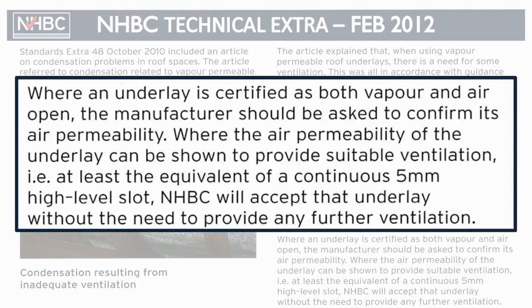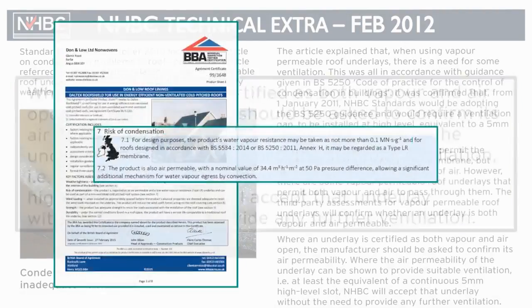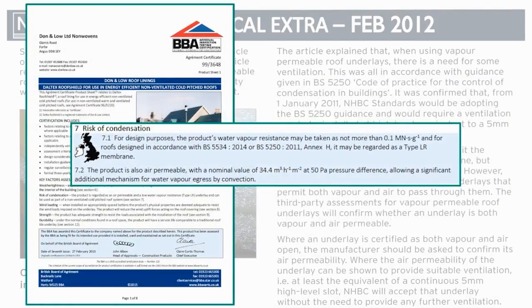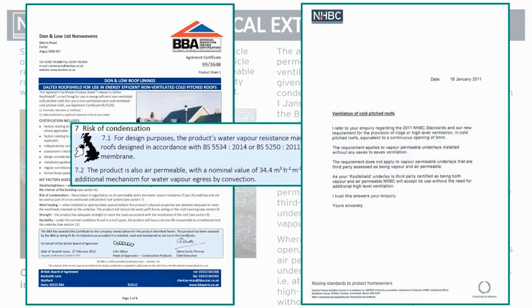This allows the use of completely unventilated roof constructions. Our roof shield membrane is BBA certified as air permeable and therefore qualifies under this exemption and can be used without ventilation or vapour control as detailed in section 7 of the certificate. For the avoidance of doubt, we have written clarification from the NHBC that this is the case.